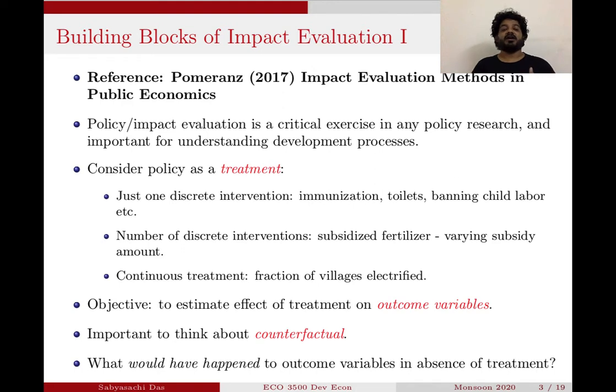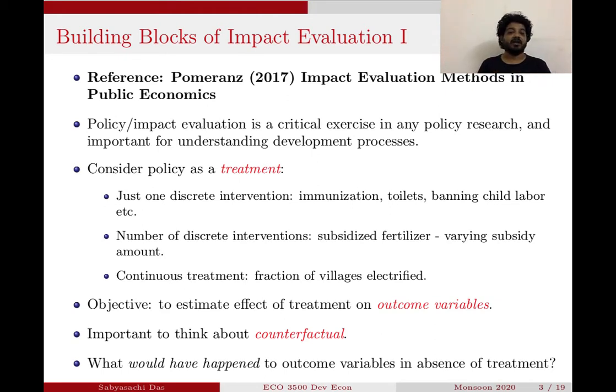Or say the government under the Swachh Bharat mission wants to construct toilets for households. So now the units are the households in a village, and each household can either get the toilet or not get the toilet. So again, it's one discrete intervention for a given household. Okay, so these are examples.